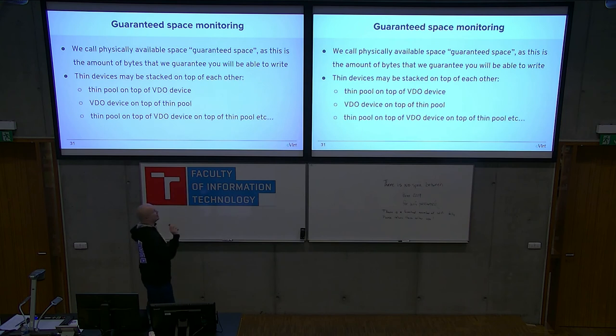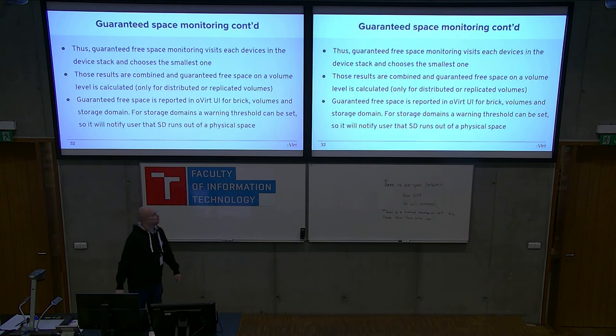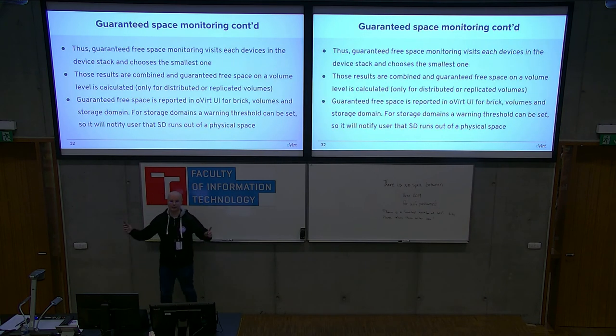So we scan all the devices, and we try to choose the smallest thin pool device. I don't mean the smallest in size, but the smallest device in terms of how much space it has, and report it to a brick. You still remember the cluster bricks and stuff. The brick is a physical thing. The brick is the mount point of some device. So we report it to a brick and store it in a brick.